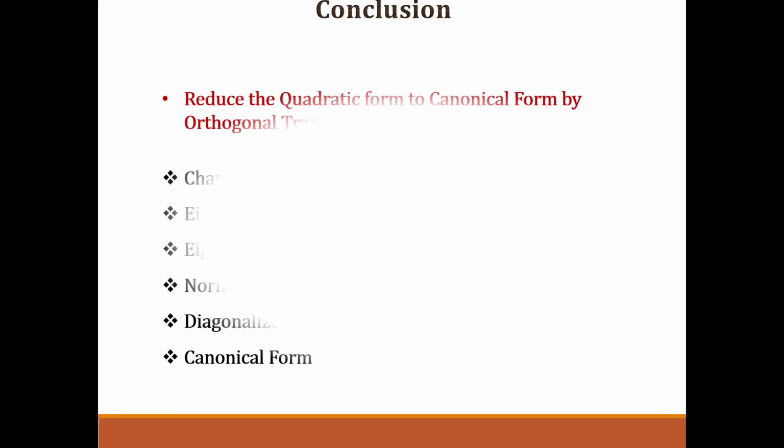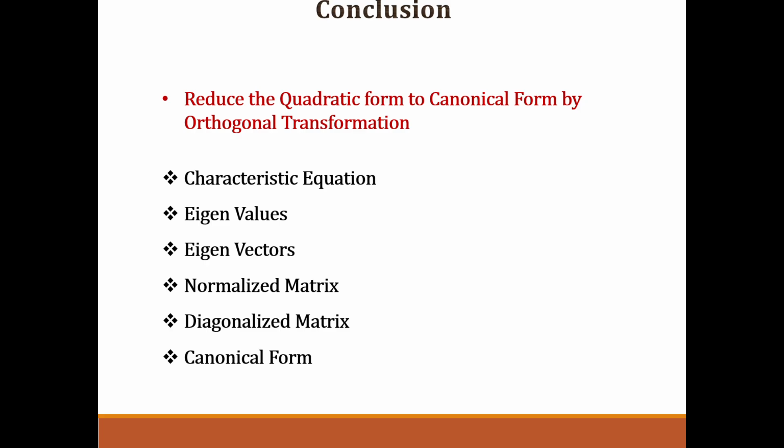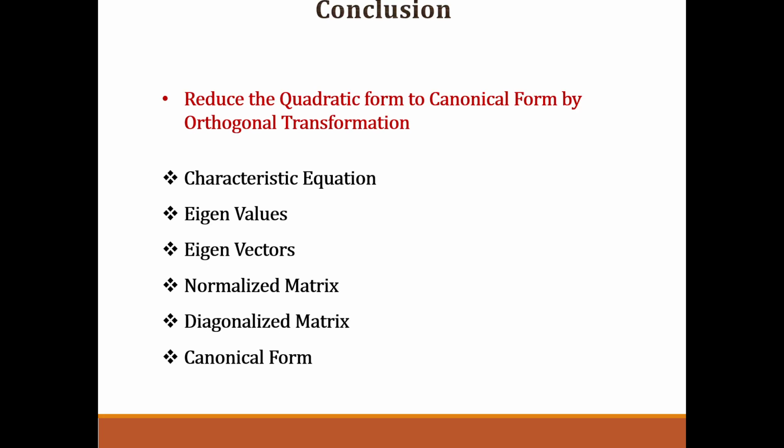So in this session, we saw how to reduce the quadratic form to canonical form by using orthogonal transformation. Particularly, we found the characteristic equation, eigenvalues and eigenvectors, normalized matrix, diagonal matrix, and canonical form.